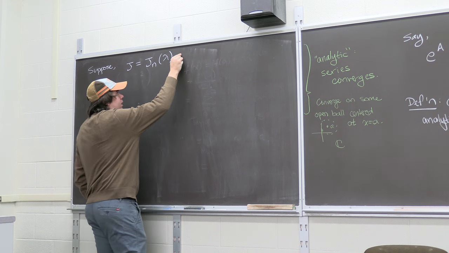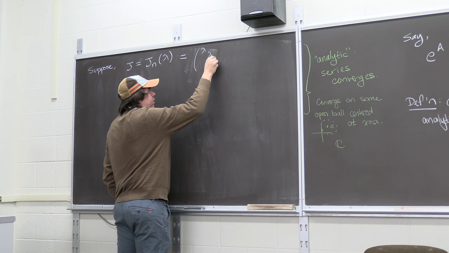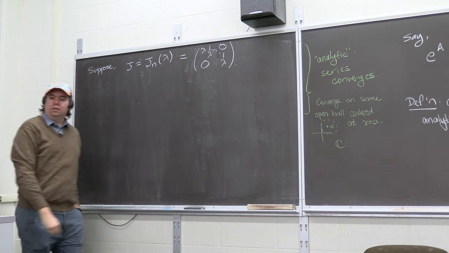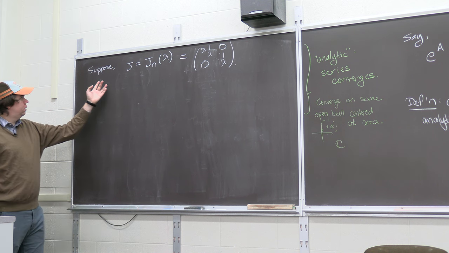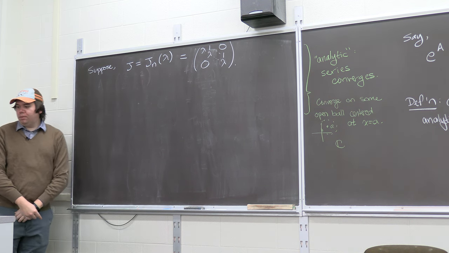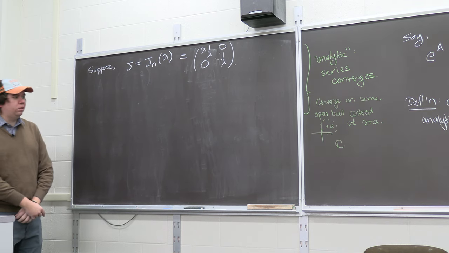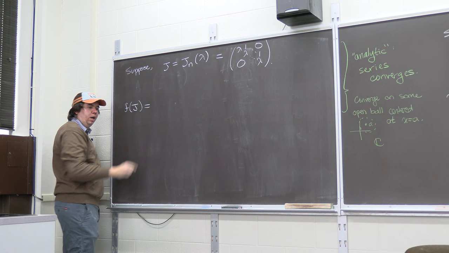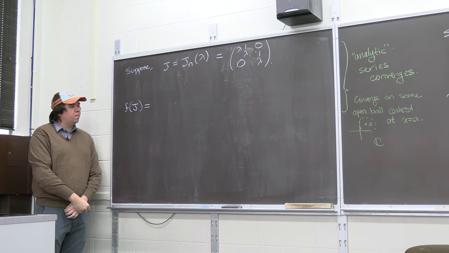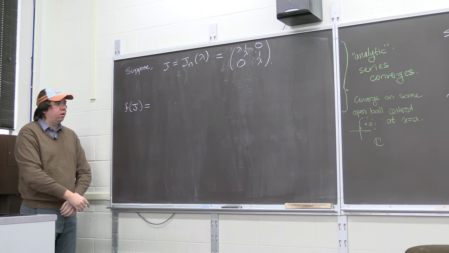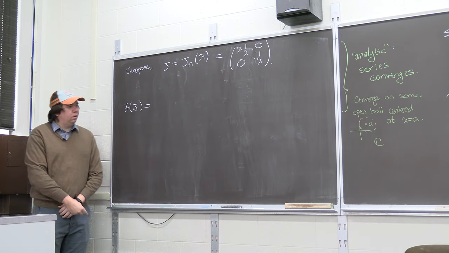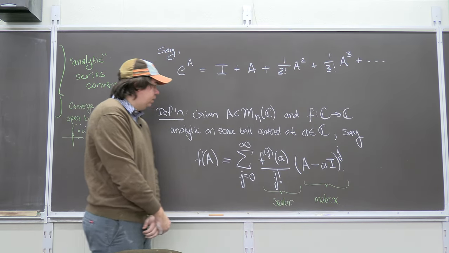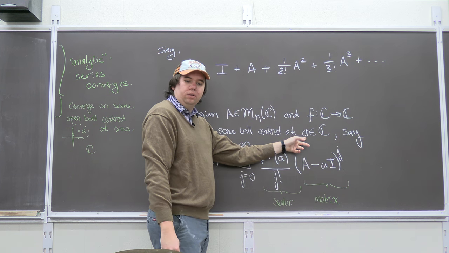If you're forgetting what this looks like, I'll remind you: this has lambdas along the diagonal, ones along your superdiagonal, and zeros everywhere else. So we have just a single matrix of this form, and I want us to think about what the Taylor expansion of this is going to look like. Let's try and calculate f of J, where f is some analytic function, analytic on some open ball centered at a. What might be a good value of a for us to pick?